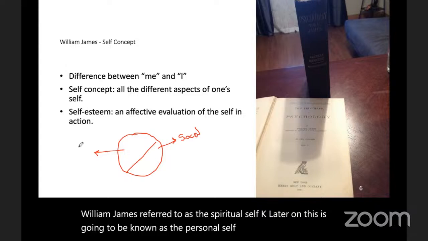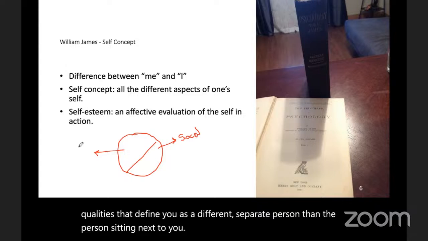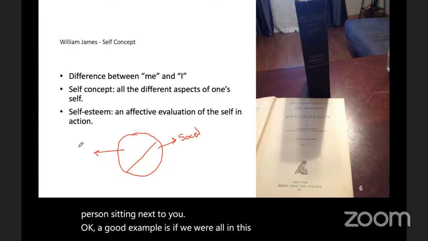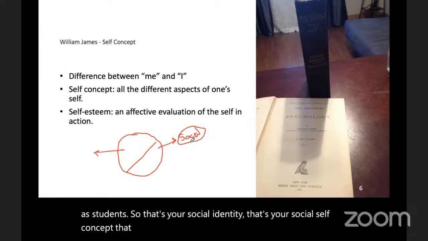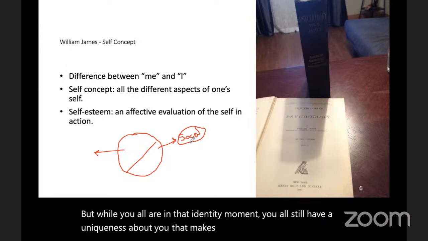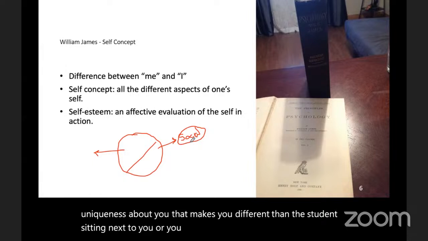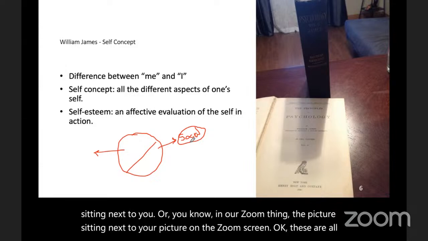Okay. These are all the qualities that define you as a different, separate person than the person sitting next to you. Okay. A good example is if we were all in this class, you're all defined as students. So that's your social identity. That's your social self-concept that you would share with everybody in the class. But while you all are in that identity moment, you all still have a uniqueness about you that makes you different than the student sitting next to you. Or, in our Zoom thing, the picture sitting next to your picture on the Zoom screen. Okay. These are all those qualities that make you uniquely you.